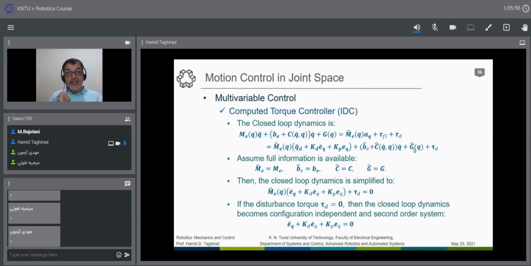Let's simplify and see what will happen if we have good knowledge of the model of the system. If we know the model of the system, it means that M hat, B hat, C hat and G hat are equal to their real values. If this is the case, it is very important that these terms will be deleted completely because we are using the feedback. This term is equal to this one, this equal to this one.